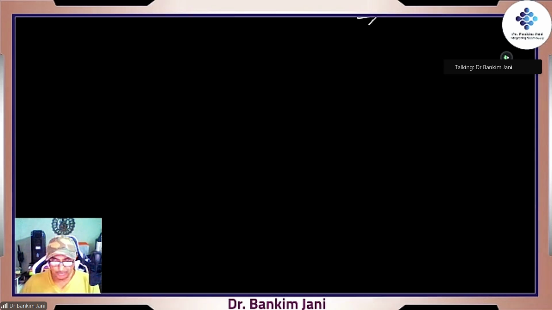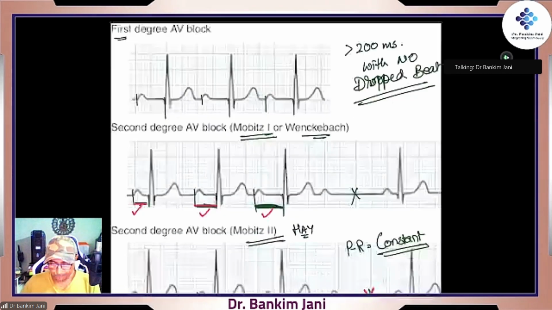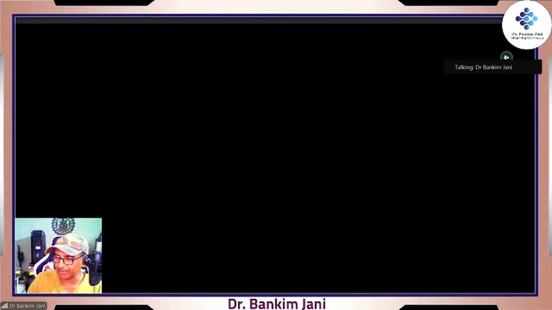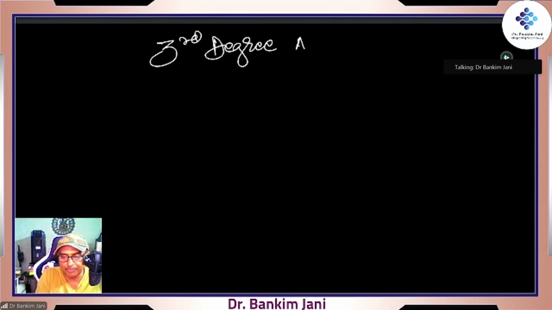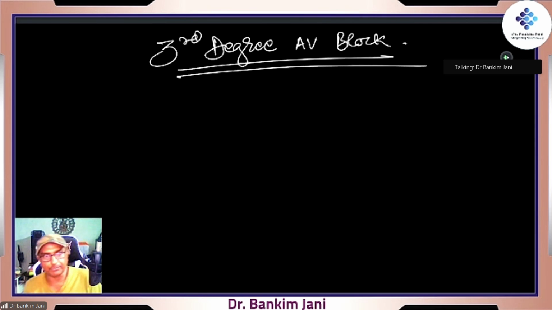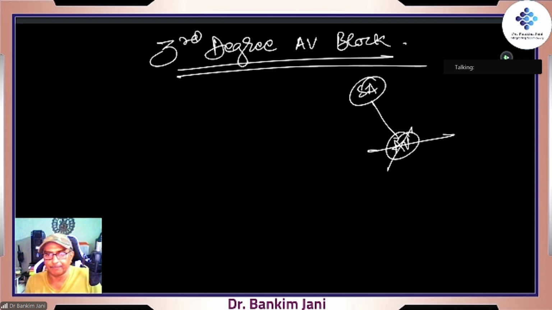So now we move on to the third degree block. I'll write third degree block here, and then we'll see the ECG. So this is the third degree AV block. Now, third degree AV block is easiest to identify, in which this is SA node, this is AV node. AV node is shut. AV node is totally shut. It is not sending anything. But what about the atria? Atria will be cool, right? They will be beating without any problem.